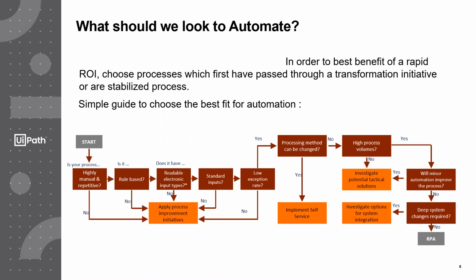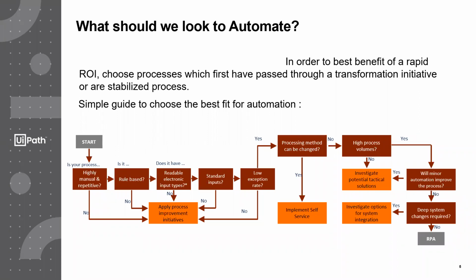So once you start, the first question you ask of the process is: is this process highly manual and repetitive? If it is a yes, you move on to the next question, if it's rule based, and so on and so forth. But if you see a no to most of the things on the first flow, then it means that you have to apply some process initiatives.